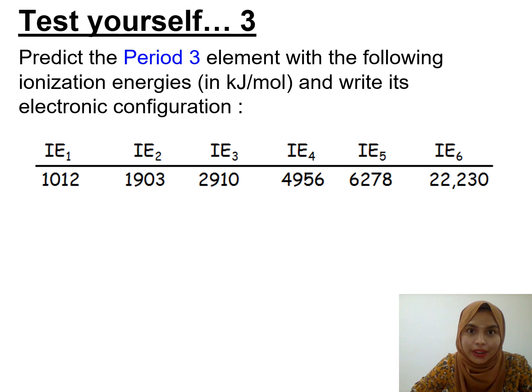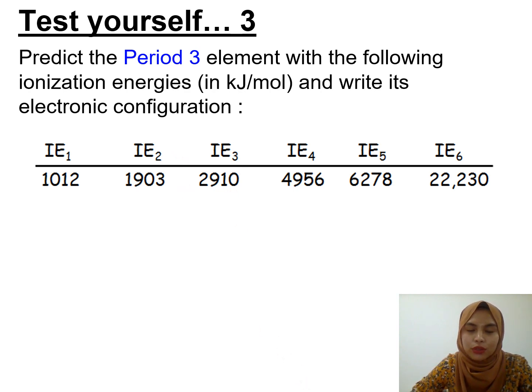Okay, the last one you can test yourself by doing this question. Okay, dibagi sesebuah elemen tu berada pada period 3 and then with this following ionization energies, write its electronic configuration. Okay, so please try all of the questions, okay, so that you can know your understanding in this.